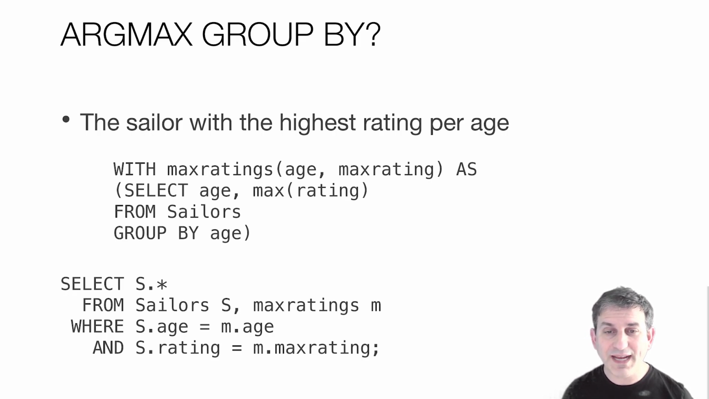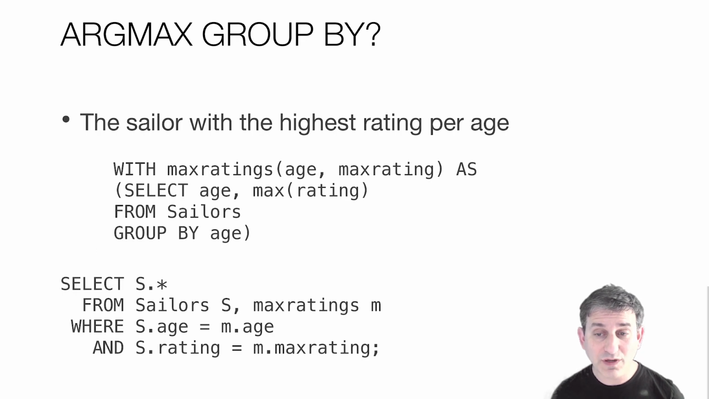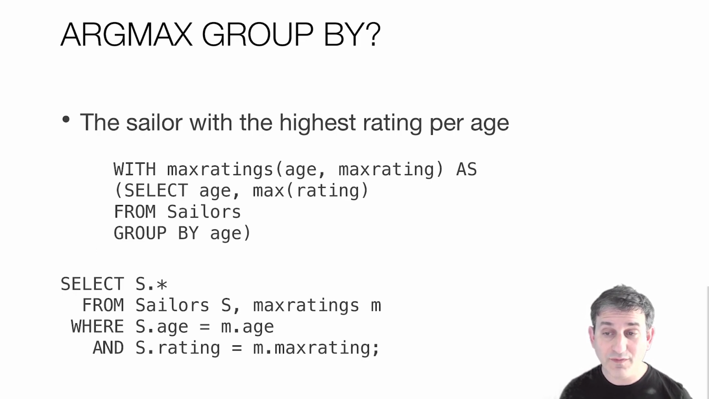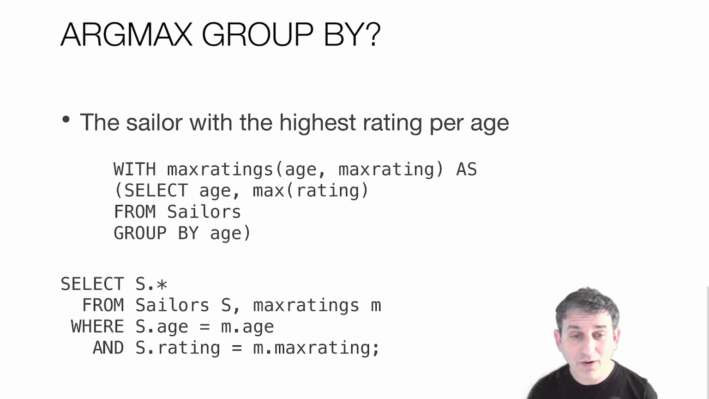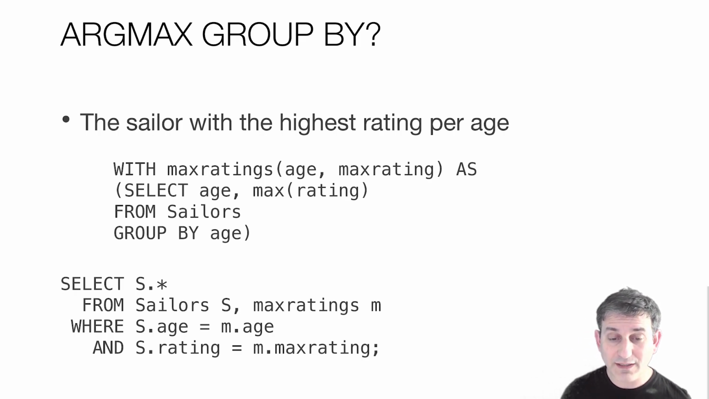First, we're going to find the max rating for each group using a with clause. With max ratings, age, max rating as, select from sailors, we're going to group by age, and then for each age, we're going to compute the max rating. So this max ratings subquery gives for every age the maximum rating. And now in the outer query, we can join max ratings with sailors, matching on age for those sailors whose rating is the max rating for their age. So this gives us ARGMAX for each age group.